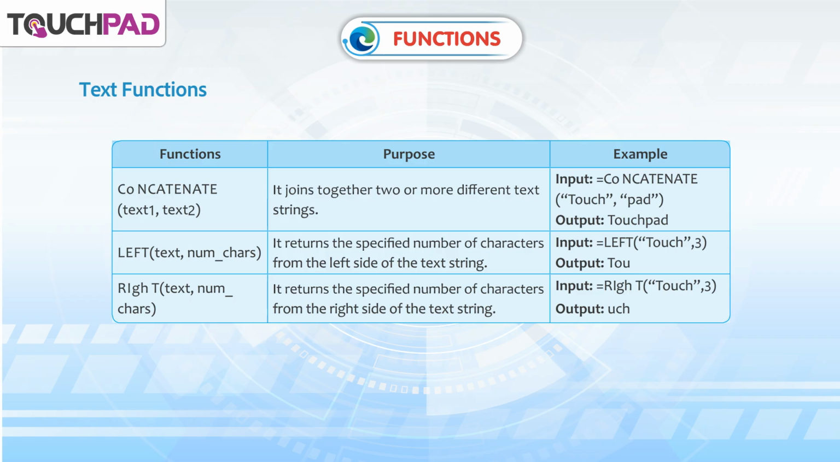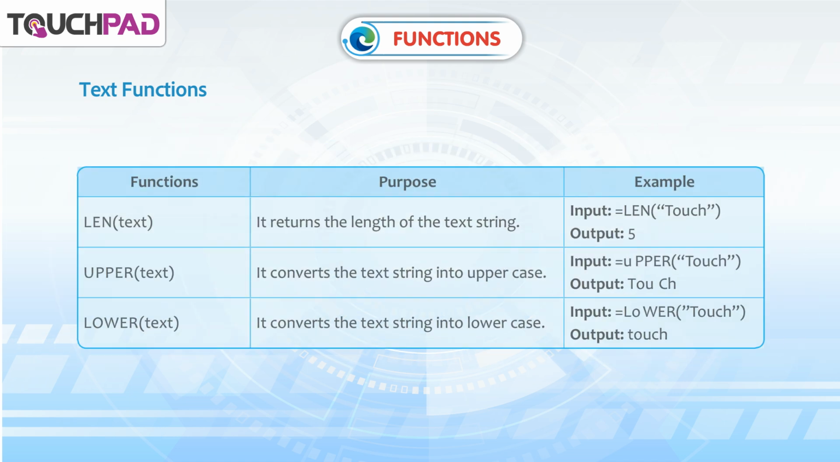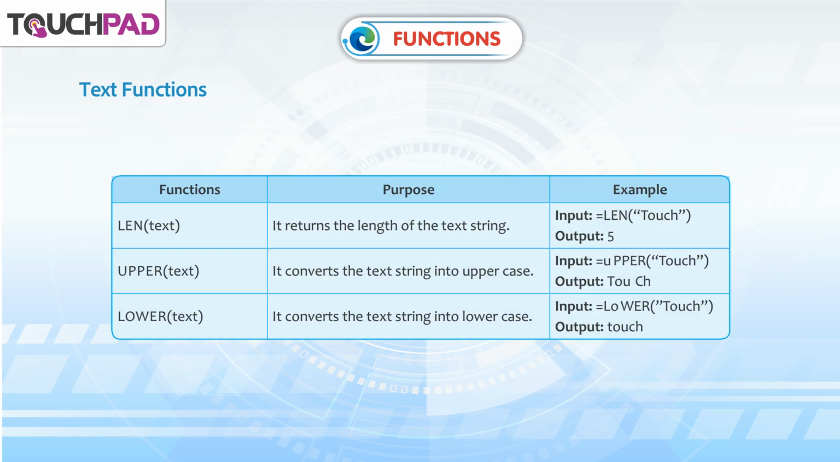RIGHT(text, number_chars). It returns the specified number of characters from the right side of the text string. Input: =RIGHT("touch", 3). Output: UCH.